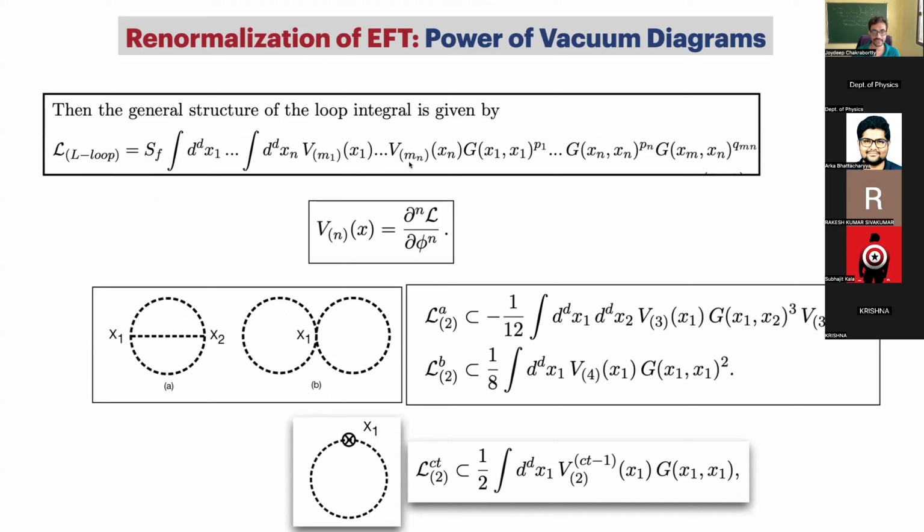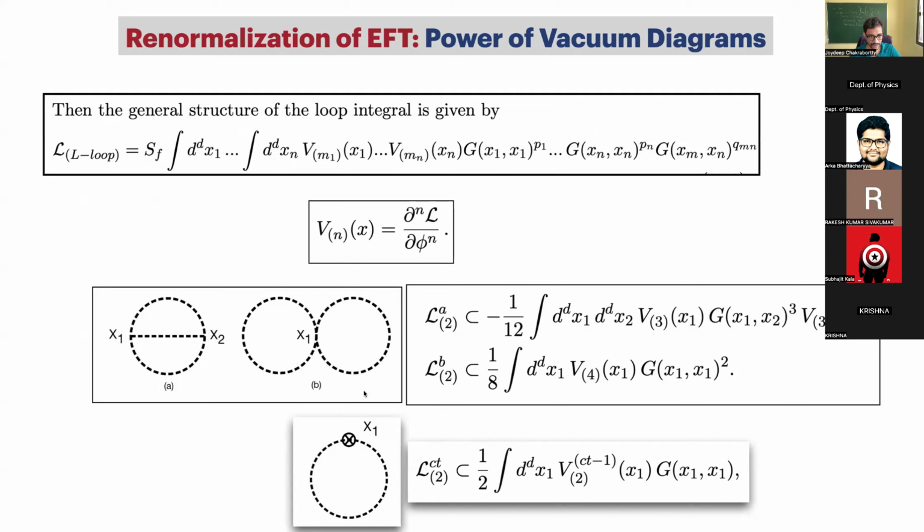And these are my vertex factors. And these are basically saying how many Green's functions there are. So G to the power P1, then P1 copies of G, Pn copies of another G on different space-time points, and so on. This is a generic Lagrangian you can write down.